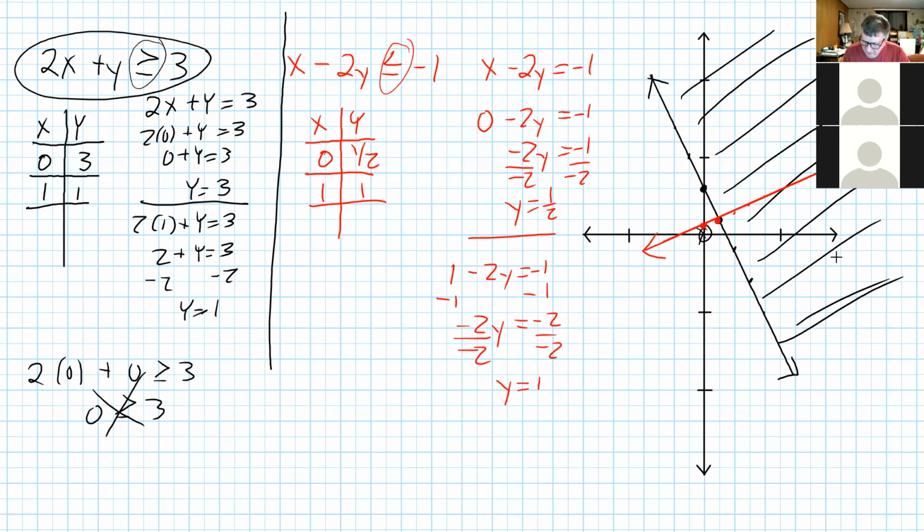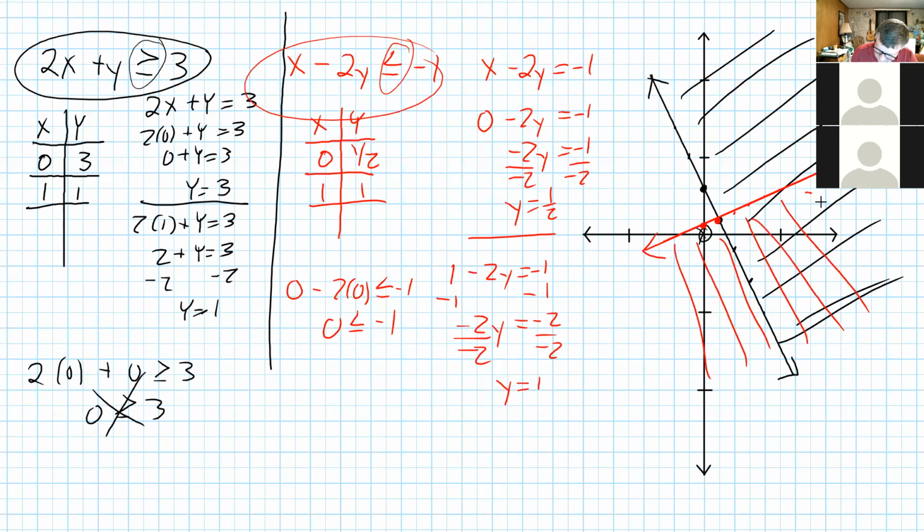Again, let's use 0, 0 as a test point. So now I'm going to plug that into here. 0 minus 2 times 0 less than or equal to -1. 0 less than or equal to -1. That is true. So for the red, we are below.